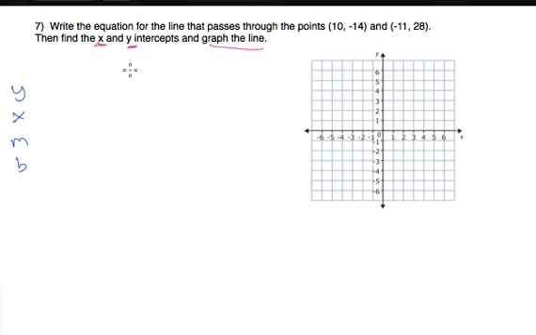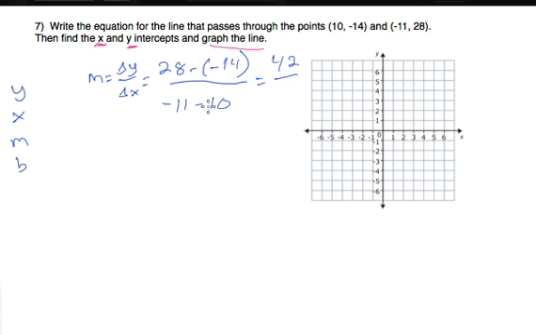Well, you've got 2 points. We know that m equals delta y over delta x, which is just y2 minus y1 and all that fun stuff. So let's do that. Negative 28 minus negative 14 over negative 11 minus 10. Now, negative 28 minus negative 14 is negative 28 plus 14, and that gives us negative 42. And then negative 11 minus 10 gives us a negative 21, and negative 42 divided by negative 21 gives us a slope of negative 2. Yay.